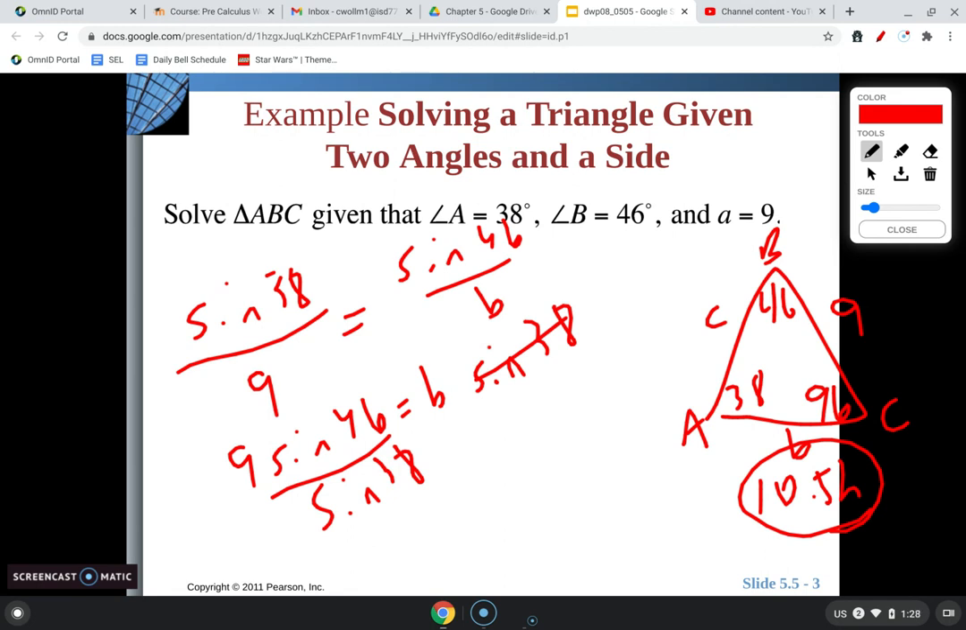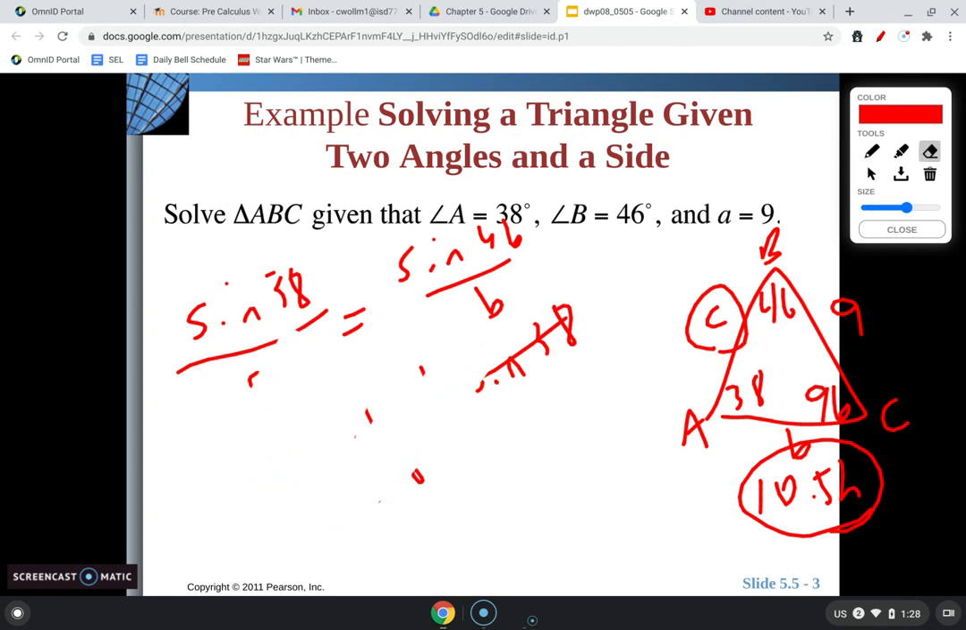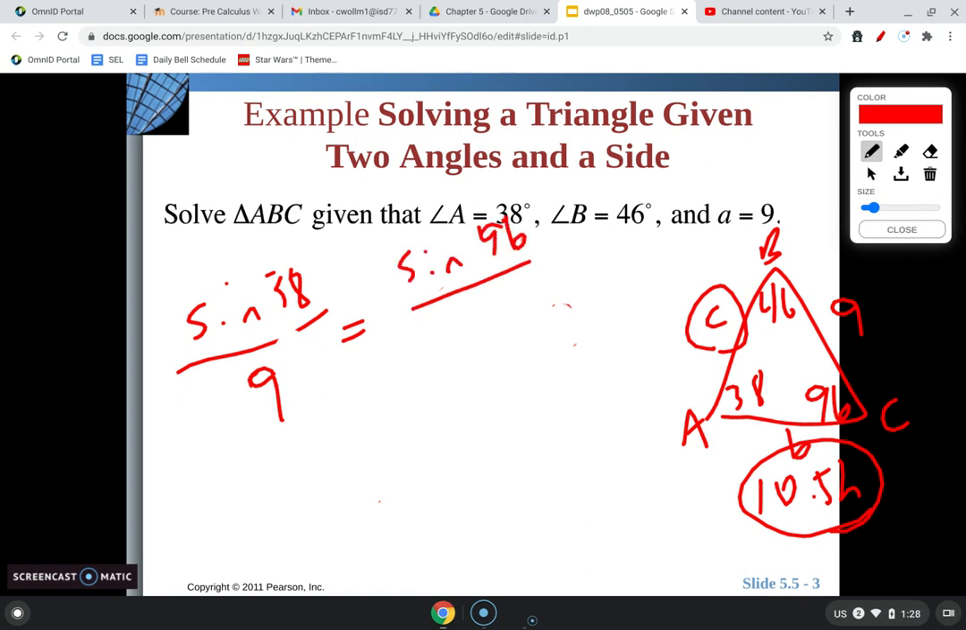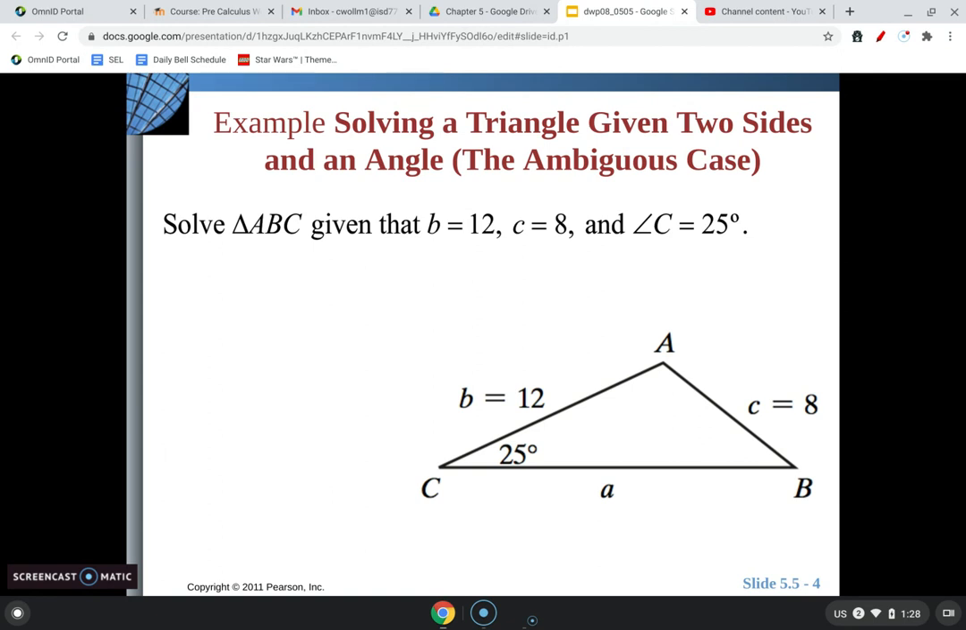So we're almost done here now. We just need to find little c. So we can use the law of sines again. Erase here to give myself a little bit more room. We can use A again. So sine 38 over 9 equals, except this time we'd want the sine of 96 over little c. So we go 9 times sine 96, hit enter. Then we would end up dividing by the sine of 38, hit enter, 14.54. Okay, so round your angles to the nearest tenth, round your sides to the nearest hundredth if you need to.